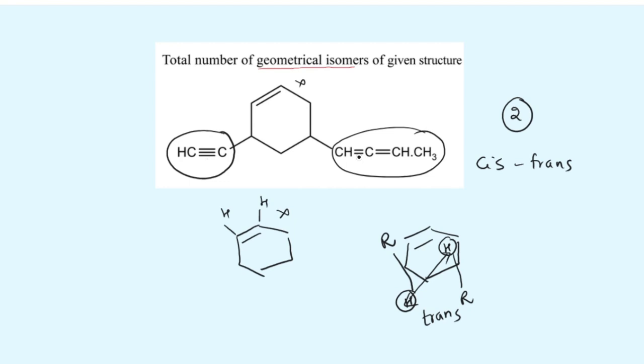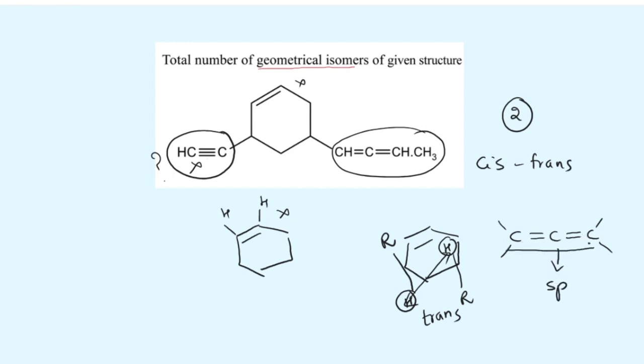Now, we have a triple bond. Does a triple bond exhibit geometrical isomerism? No, because it's a linear molecule, isn't it? Now, let's take this part. See, what is this? This is cumulene. Cumulene means continuous double bonds, cumulated double bonds. This carbon is sp hybridized.